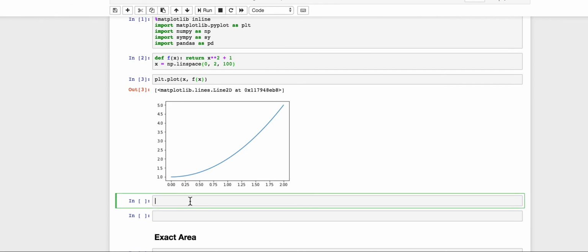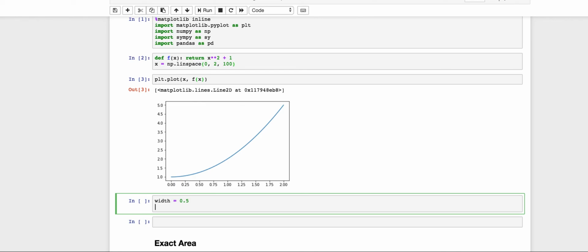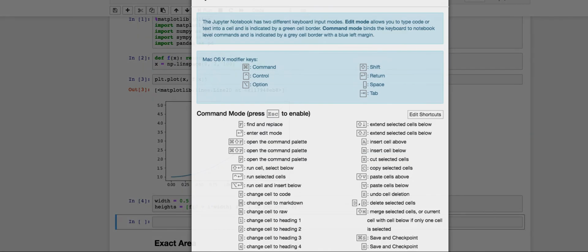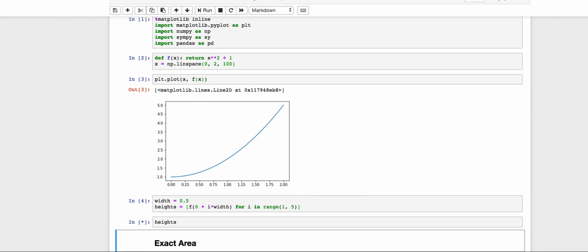Then we had a width, which was 1/2. Then we have our heights, which are going to be f of 0, which is a, plus i times the width, for i in range, this will be 1 to 4. This will give us the numbers 1 to 4, and those are the heights that we want, and we can see that here are the heights.